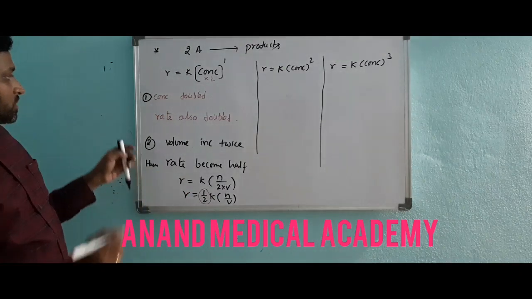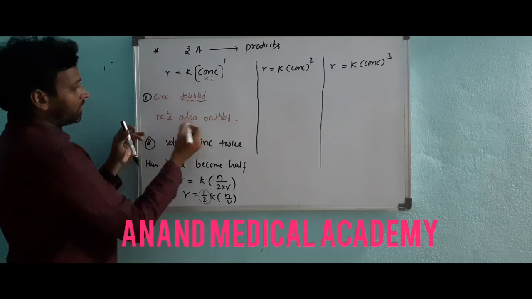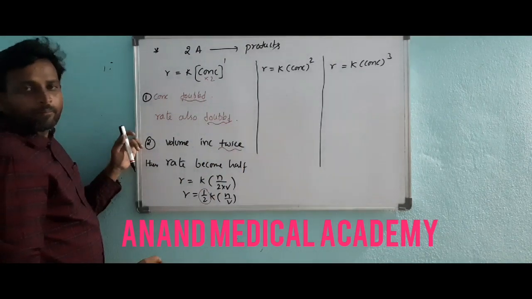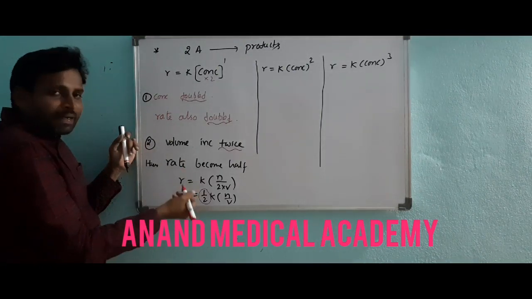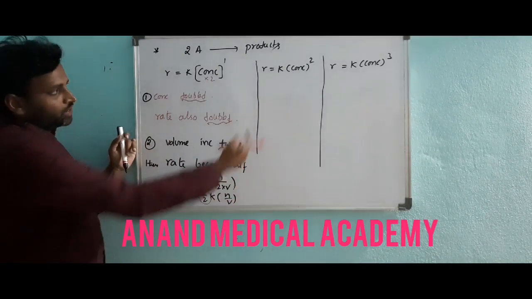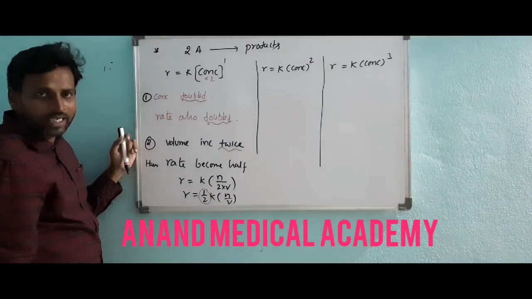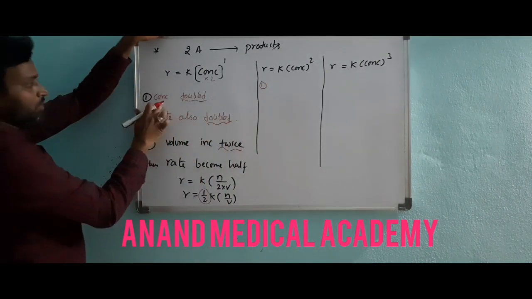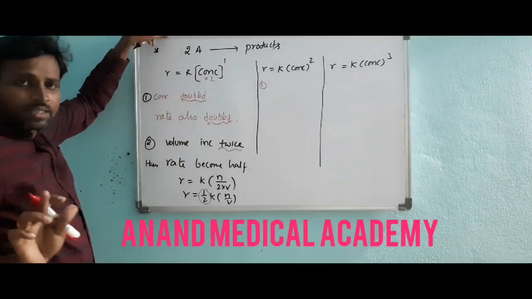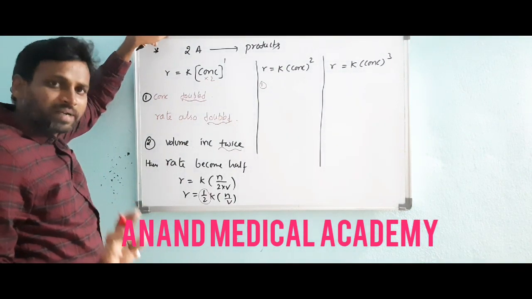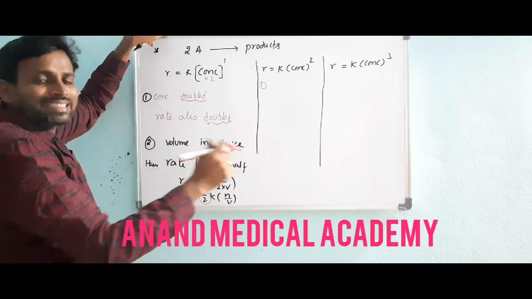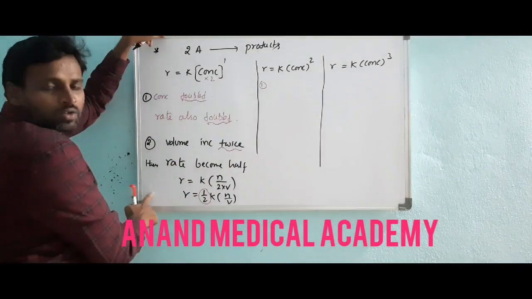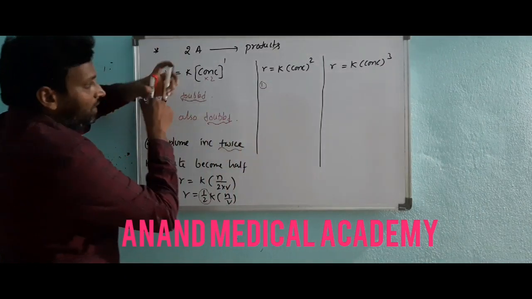Rate became half. So here concentration doubles, rate also doubles. Volume doubles, then rate becomes half. You can apply the same here. Pressure is also the same. If I am talking about concentration, I am also talking about pressure itself, because pressure is directly proportional to concentration. That's why I was not given concentration here. Correct.